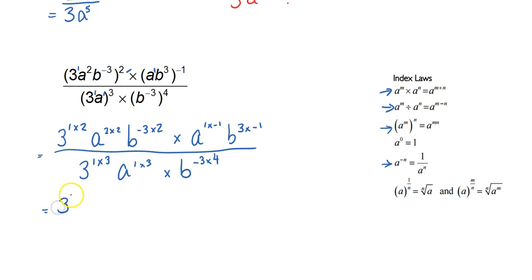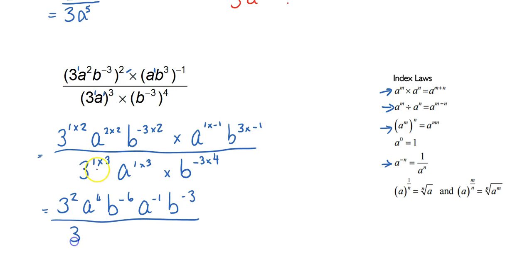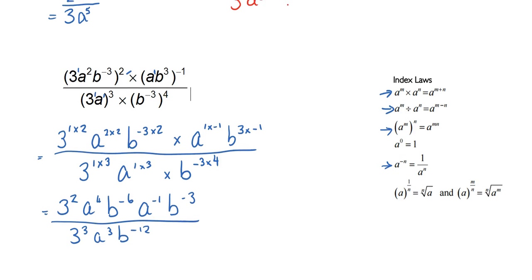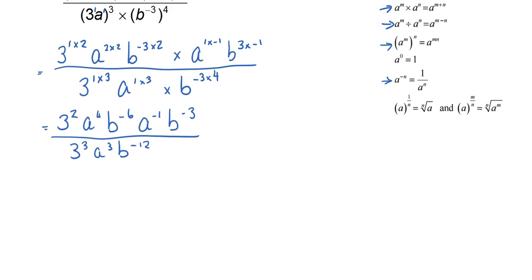3 to the power of 1 times 2 is 2, A to the power of 4, B to the power of negative 6, A to the power of negative 1, B to the power of negative 3, 3 to the power of 3, A to the power of 3, B to the power of negative 12. Okay, so done a little bit of simplifying. We're going to do a little bit more if we've got some room.